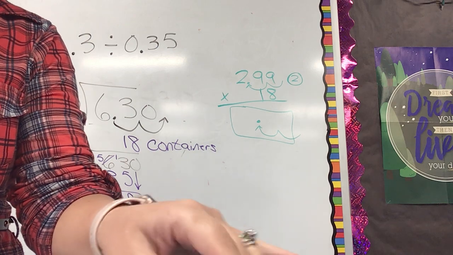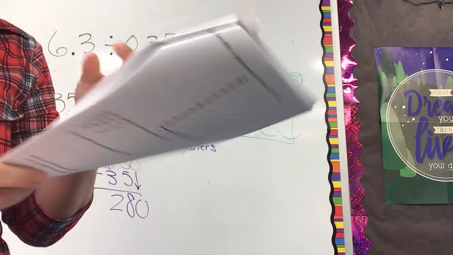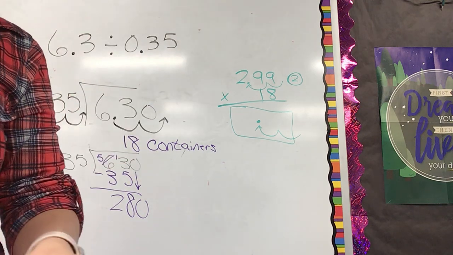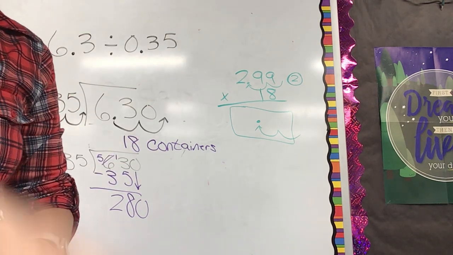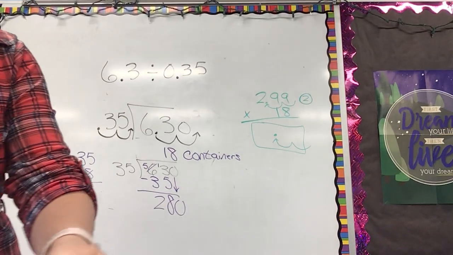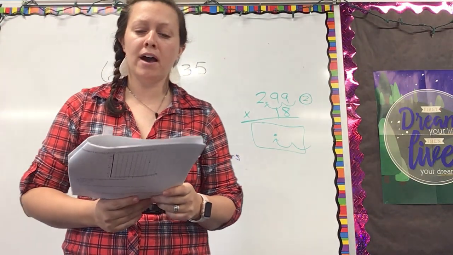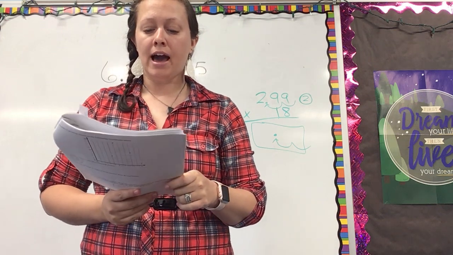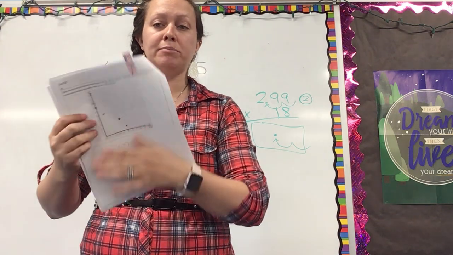I see some coordinate grids here. Hopefully we have not forgotten our coordinate grids because we just did those very recently. Okay, so number 1 says to determine the location of the shapes. You have 1, 2, 3, 4, 5 shapes. I want you to write your answers in the empty space below it.